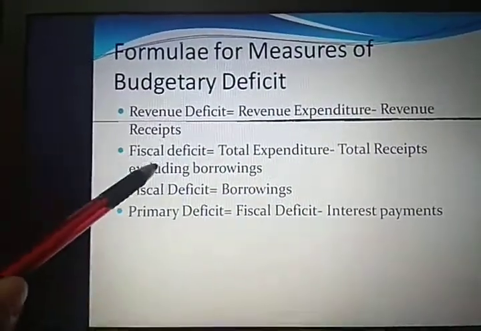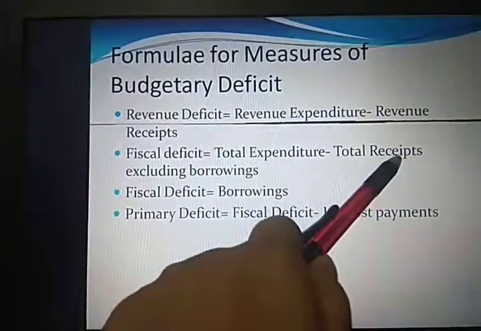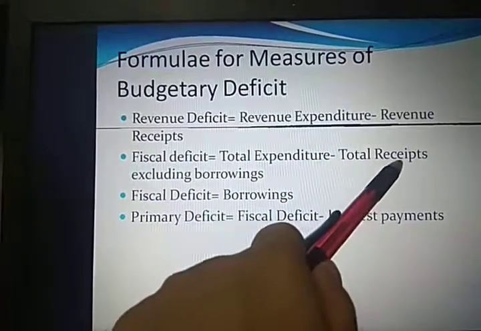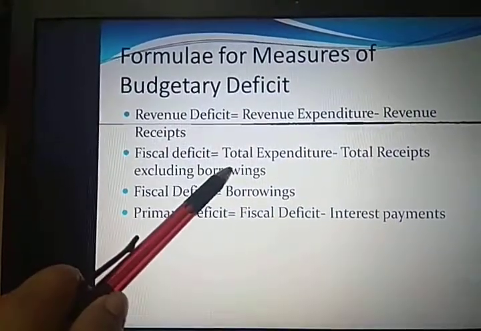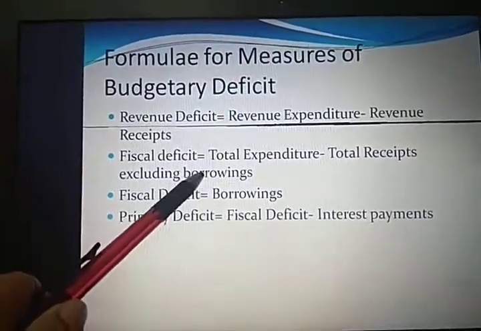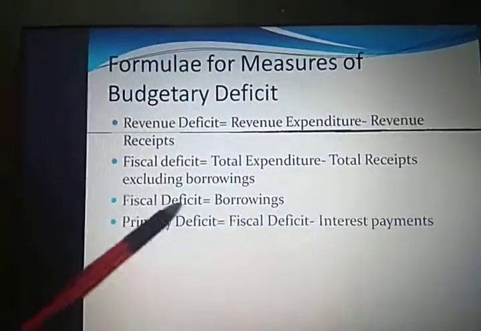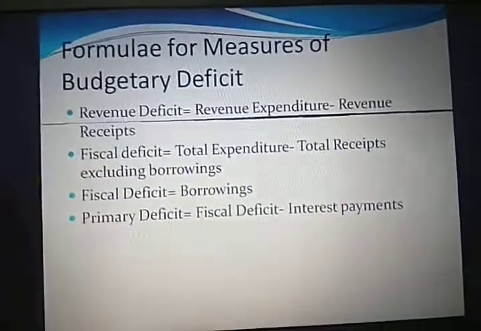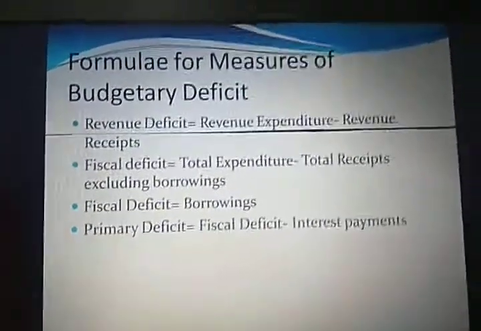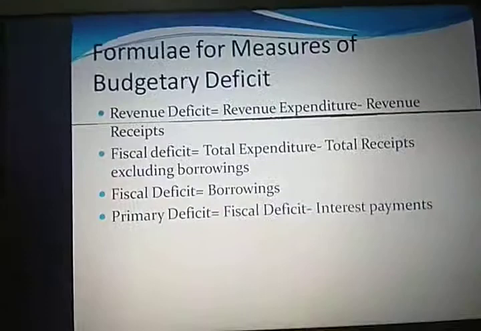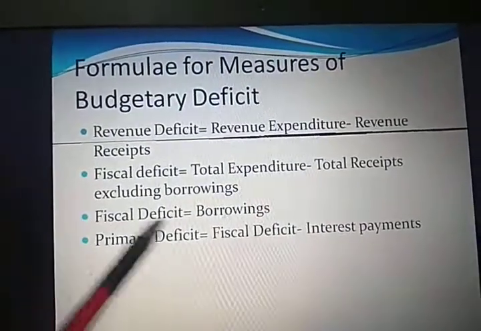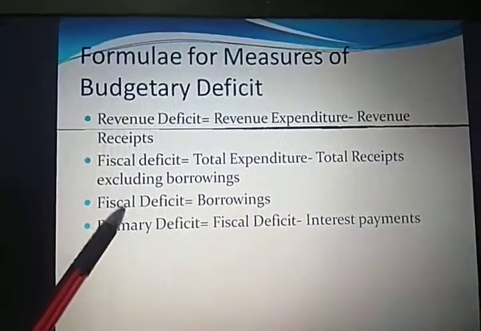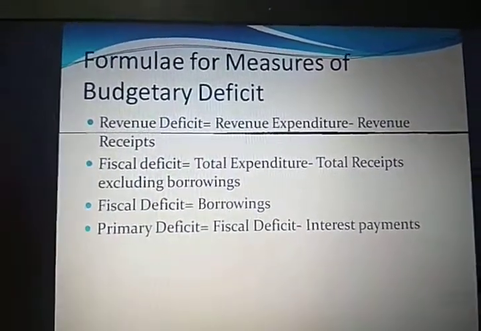Now fiscal deficit is equal to total expenditure minus total receipt excluding borrowing. That means from total receipt we exclude borrowings. We do not take borrowing as part of capital receipt, so we do not include this in order to calculate fiscal deficit. Now since fiscal deficit indicates the borrowings of the government, students, we also say fiscal deficit is equal to borrowing. That means this is another formula which we can use to calculate fiscal deficit.